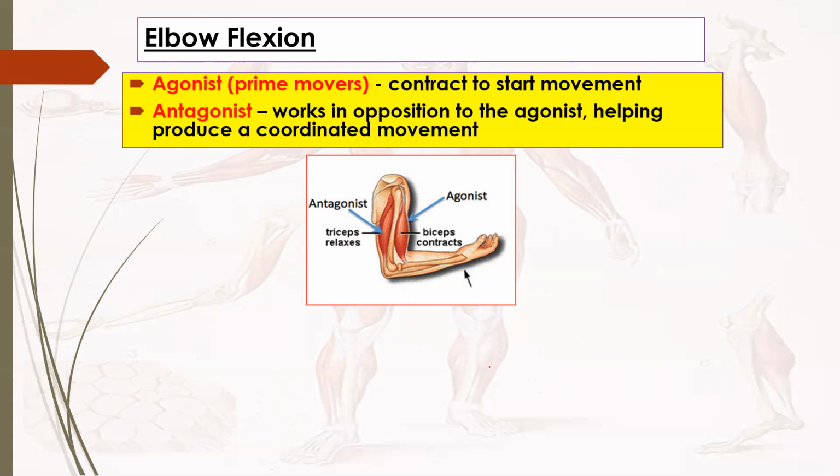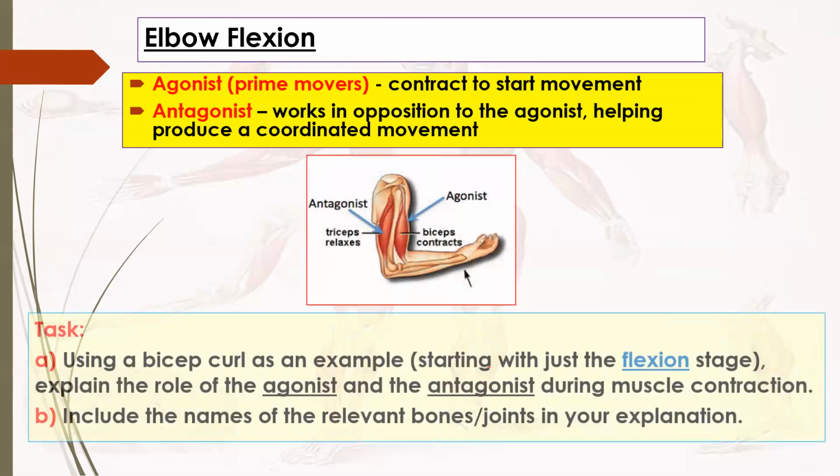So for instance, the upward phase of a bicep curl, and this is your task. So using a bicep curl as an example, concentrating just on the flexion stage, so the stage where you're bending the arm, lifting the weight up. Can you explain the role of the agonist and the antagonist during that process of muscular contraction? What I'd also like you to do is include the names of any relevant bones or joints in your explanation. Pause the video here, try and complete that answer in as much detail as you can, and then we'll move on and clarify what the correct answer is.